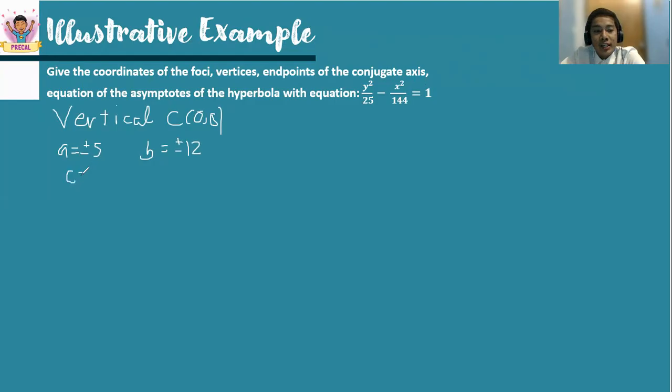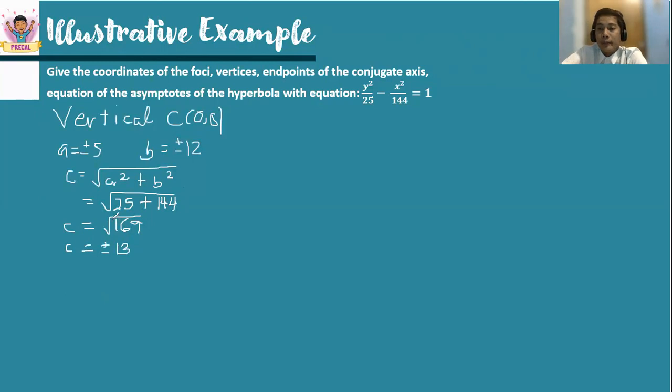And how do we get again the distance c? Just like the Pythagorean theorem. I'm so sorry, let us correct that one. a squared plus b squared. So we will have the square root of 25 plus 144, and that would be the square root of 169. Remember, 169 is a perfect square. So we will have positive negative 13.